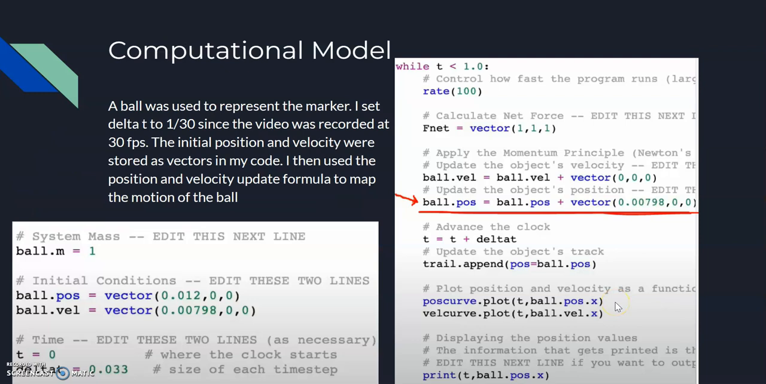Next, I used the starter code given to us to create a computational model in GlowScript. A ball was used in my code to represent the marker, and the mass of the ball was negligible since it gets cancelled out in the formula. I set delta t to 1/30th since the video was recorded at 30 frames per second. The initial position and velocity were stored as vectors in my code, and then I used the position and velocity update formula to map the motion of the ball, which can be seen in my code to the right.